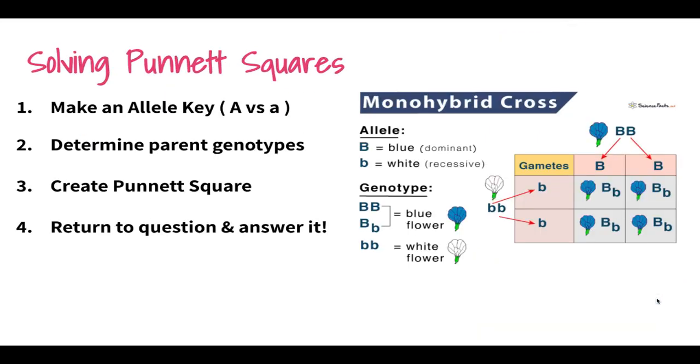versus a 50% chance of passing on the recessive allele. So we're going to go through now and talk about how we set up a monohybrid cross.